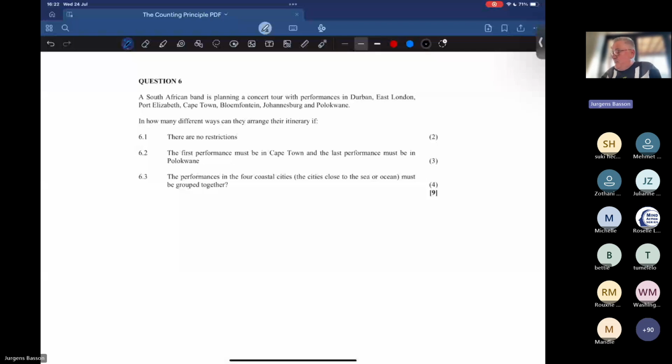And your learners will now start to pick it up and say to you, no restriction, can't repeat, 7 factorial. And they're quite right. 1, 2, 3, 4, 5, 6, 7. So you will get the 7 cities, 7, 6, 5, 4, 3, 2, and 1, which will give us 7 factorial for the first one.